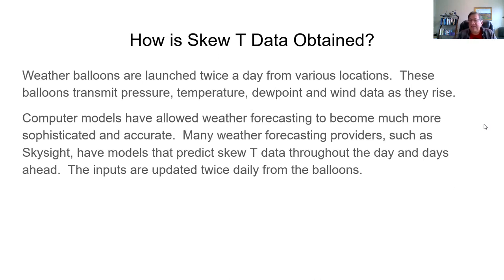So how do they get this Skew T data? They use weather balloons, and this technology has been around for a long time, but being able to analyze the data got a lot better. Weather balloons are launched twice a day from various locations around the world, and these balloons transmit back pressure, temperature, dew point, and wind data as they rise. There are computer models now that have allowed weather forecasting to be much more sophisticated and accurate. Many of the weather forecasting providers such as SkySight have models that predict the Skew T data throughout the day and the days ahead and throughout various locations, even though these weather balloons only rise out of a few specific locations twice a day.